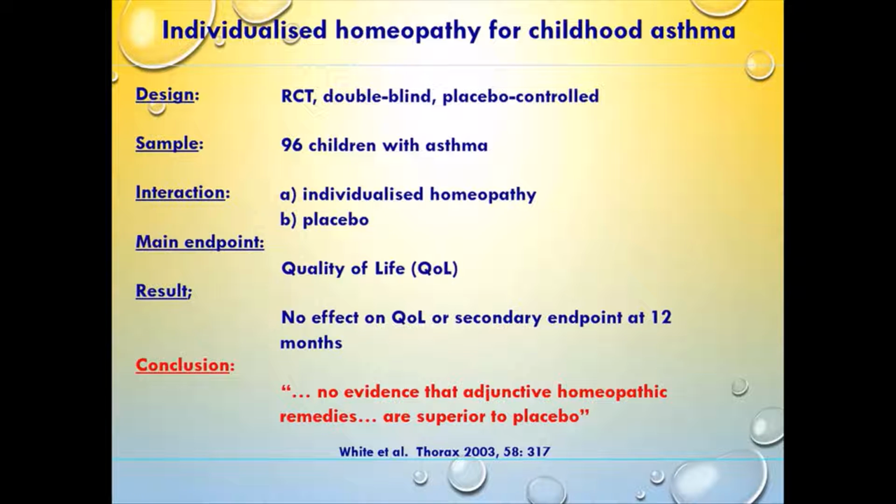And we randomized these children to get individualized homeopathy. This is important to homeopaths, that the treatment is individualized, meaning tailor-made to the characteristics of that child. They were treated with homeopathy or placebo, and main endpoint was quality of life. The result showed no effect in quality of life or other endpoints. And our conclusion, no evidence that adjunctive homeopathy is superior to placebo.